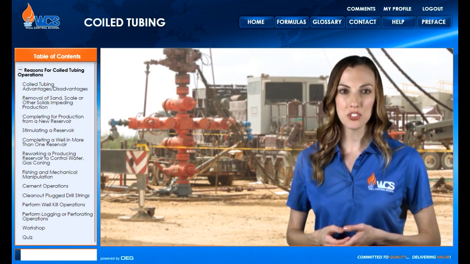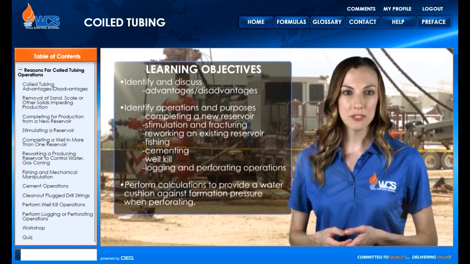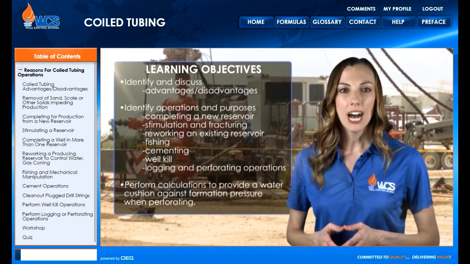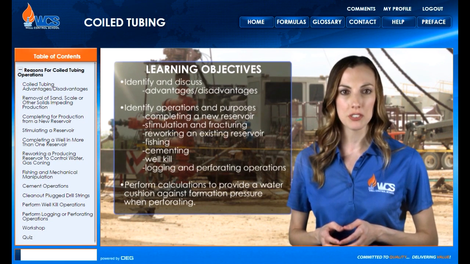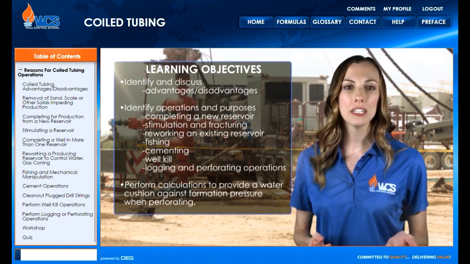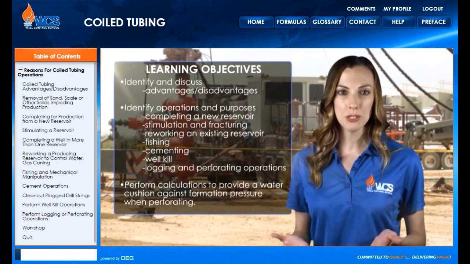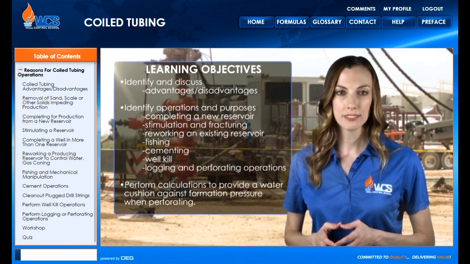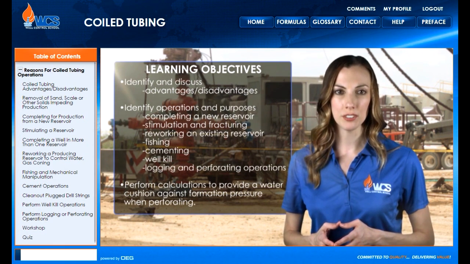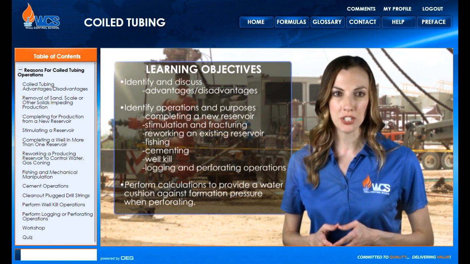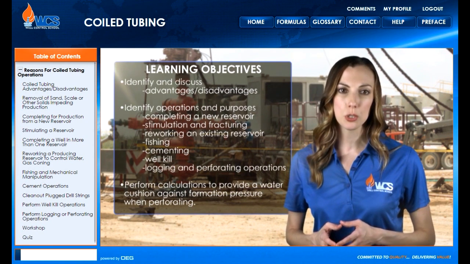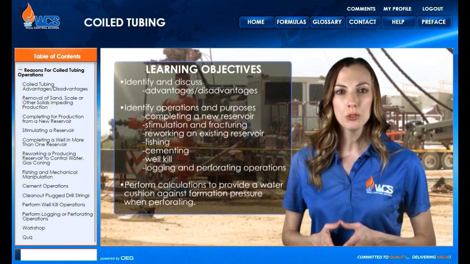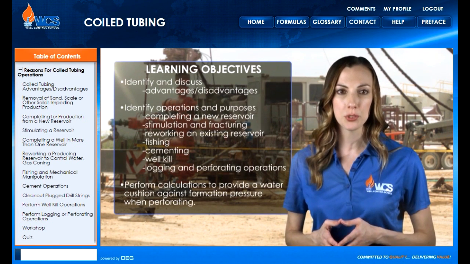Upon completion of this chapter, you should be able to identify and discuss the advantages and disadvantages of coiled tubing operations, identify various coiled tubing operations and purposes including completing a new reservoir, stimulation and fracturing, reworking an existing reservoir, fishing, cementing, well kill, logging or perforating operations, and perform calculations to provide a water cushion against formation pressure when perforating.